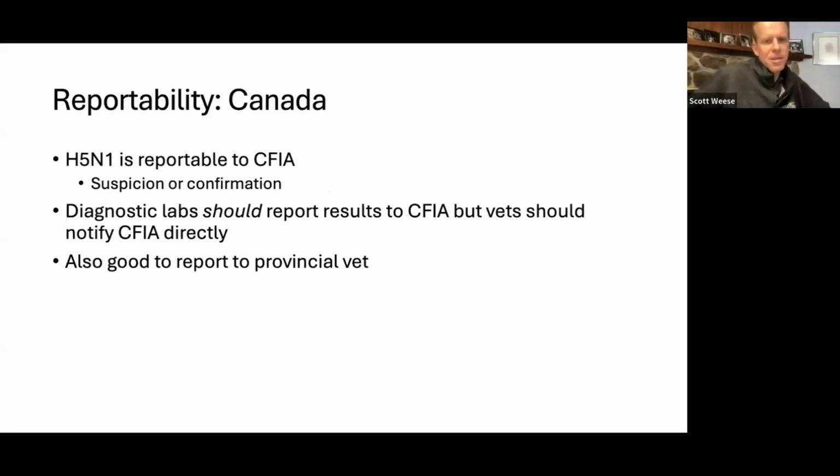Reportability. So this is a reportable disease. Technically at the suspicion level, vets are supposed to report it. Realistically, we report it once they're positive, unless we've got a really high suspicion. Diagnostic labs should report that directly, but we should talk to them too. And if we get a positive case in a shelter, there will probably be discussions on how to manage the shelter. And this is a challenge, and this brings in some logistical issues.